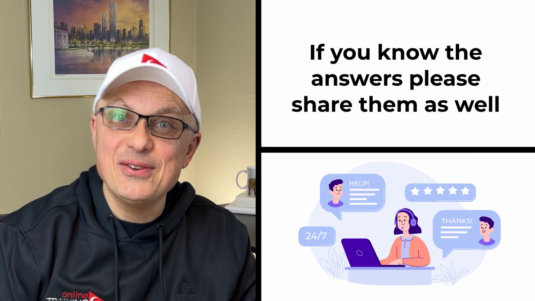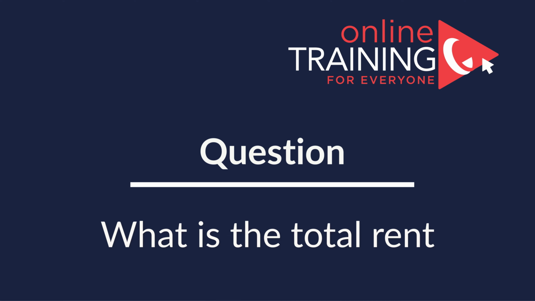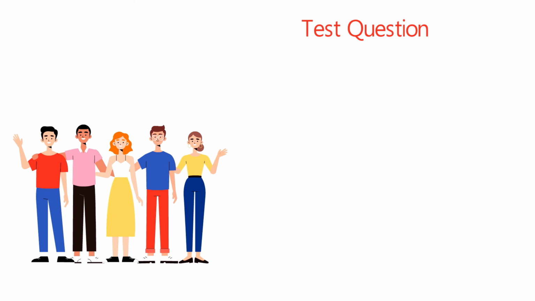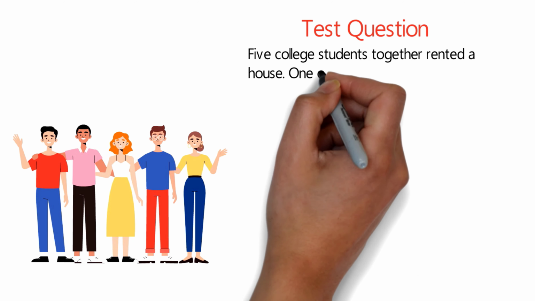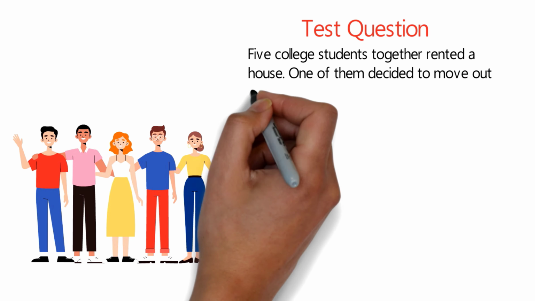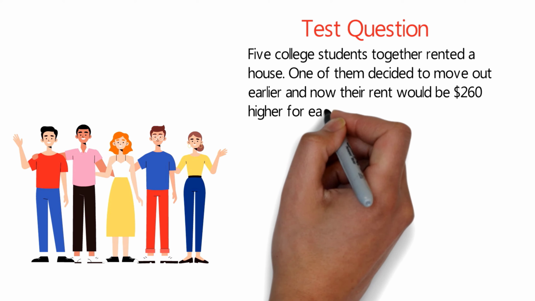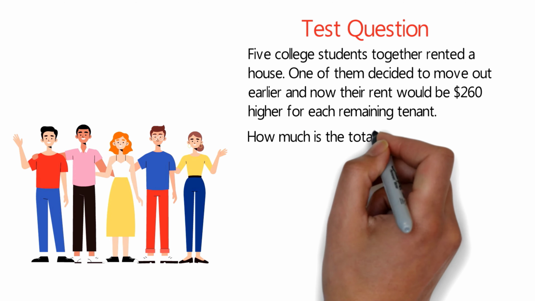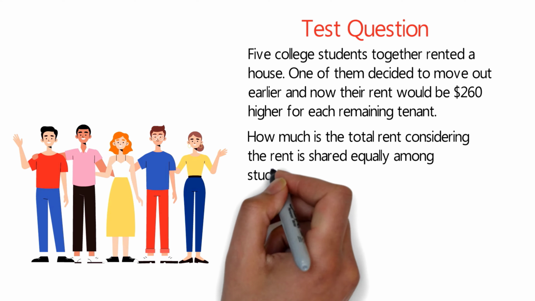And now let's continue and get you ready for the test. Here's an interesting question you may need to know not just for the test, but also if you're trying to rent a house. 5 college students together rented a house. One of them decided to move out earlier, and now their rent would be $260 higher for each remaining tenant. What is the cost of the total rent, considering the rent is shared equally among students?